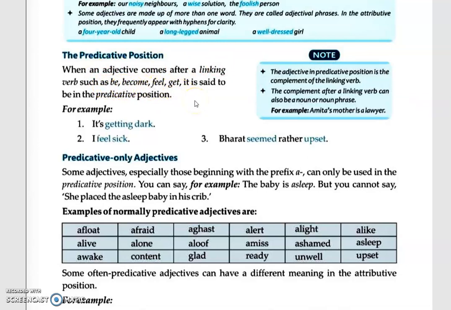Linking verbs are words that join sentences together. These are the kind of verbs called linking verbs. So if an adjective comes after the linking verb, it is called a predicative position.